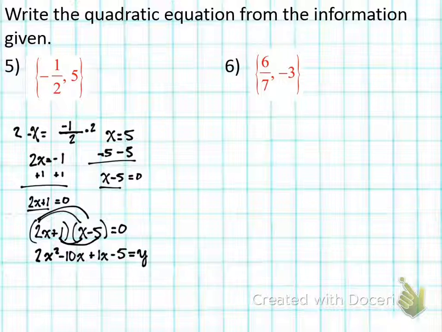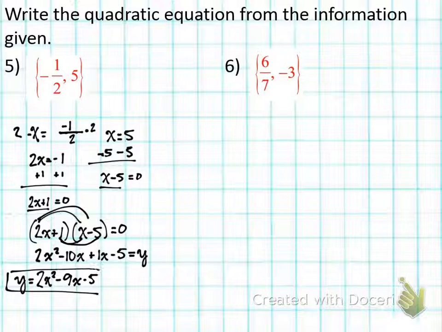And let's combine like terms. What's negative 10x plus 1x? Negative 9x. So we have 2x squared minus 9x minus 5. And let's put the y in the front. We're all done. This is the equation for a line with these intercepts, okay? Or for a quadratic equation for these intercepts.